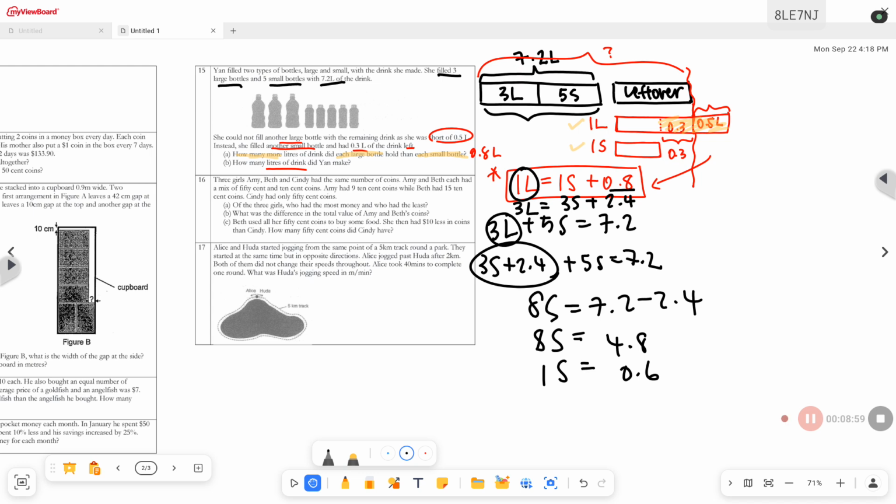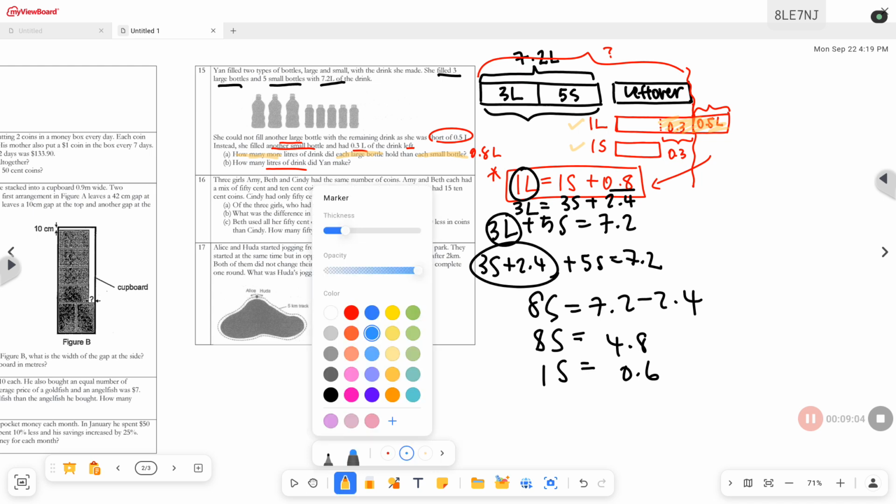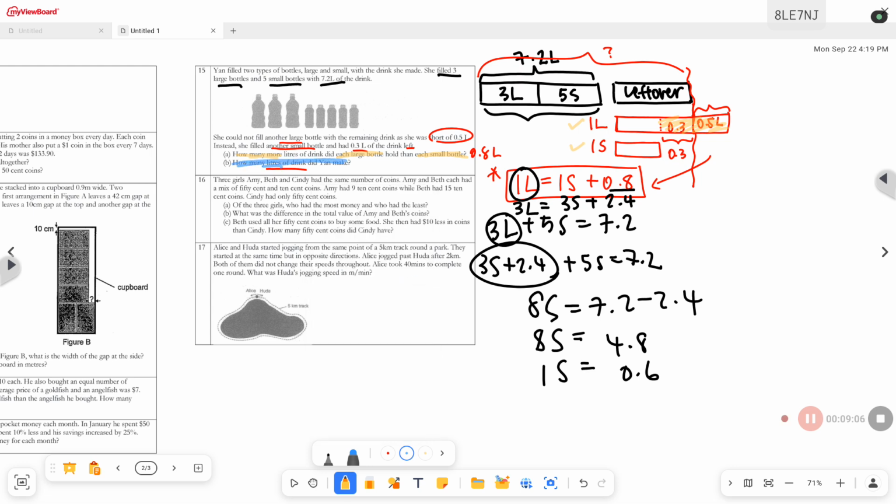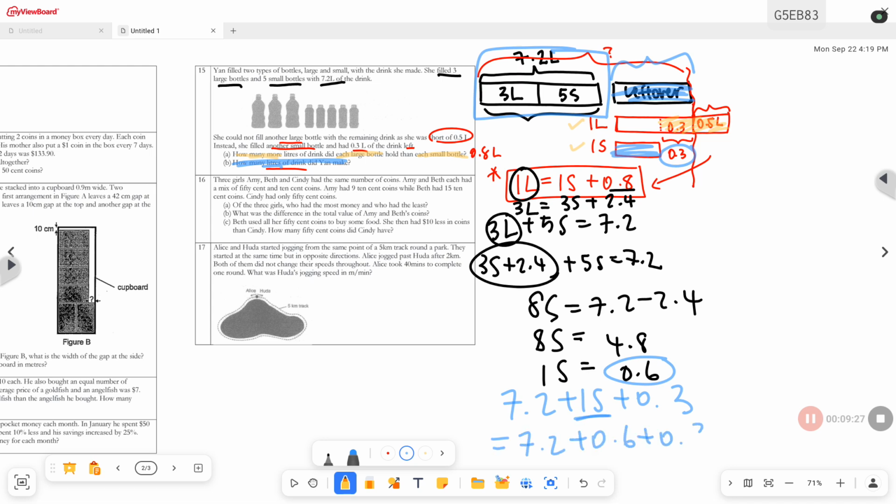But I need to be very careful because they ask me how many liters of drink. So how many liters of drink did she make? It means I need to take 7.2 here plus the leftover. And how to find the leftover? The leftover is 1 small plus 0.3. So I'll take 7.2 plus 1 small plus 0.3. And I found out that 1 small is 0.6. So it's just 7.2 plus 0.6 plus 0.3. And you will get an answer of 8.1. So you get 8.1, congratulations, you got it, okay?